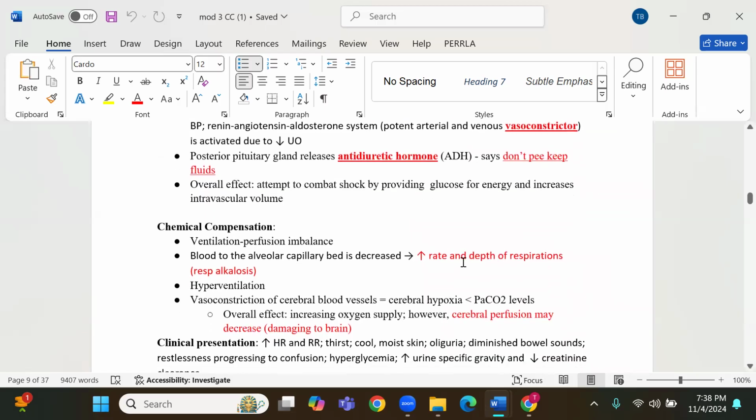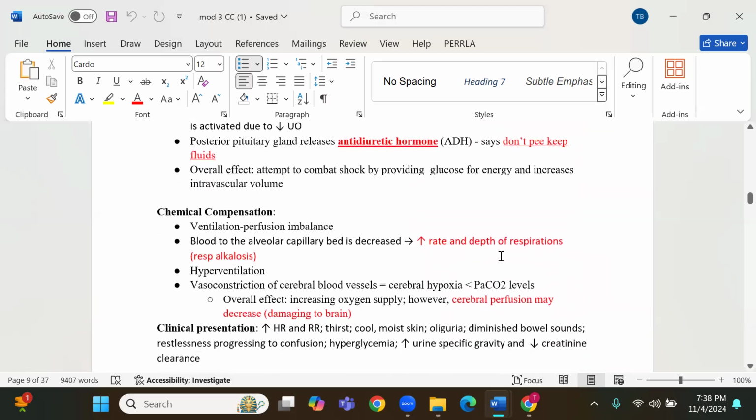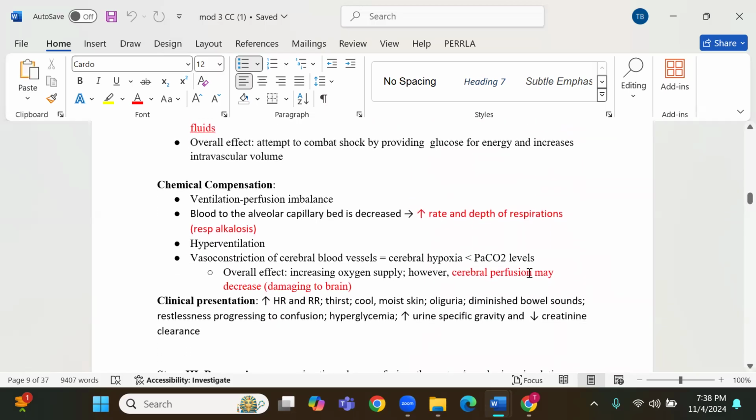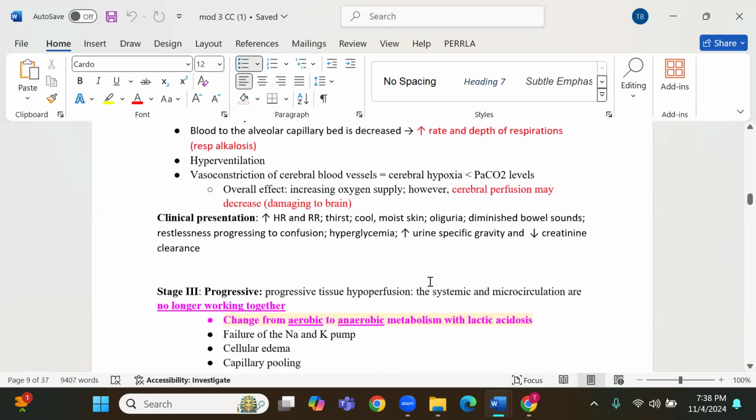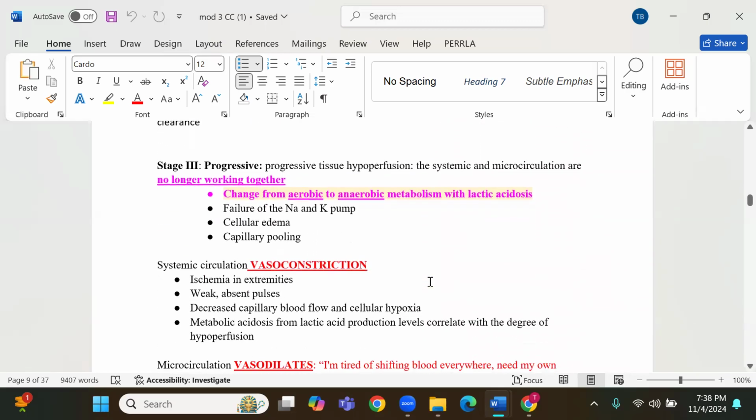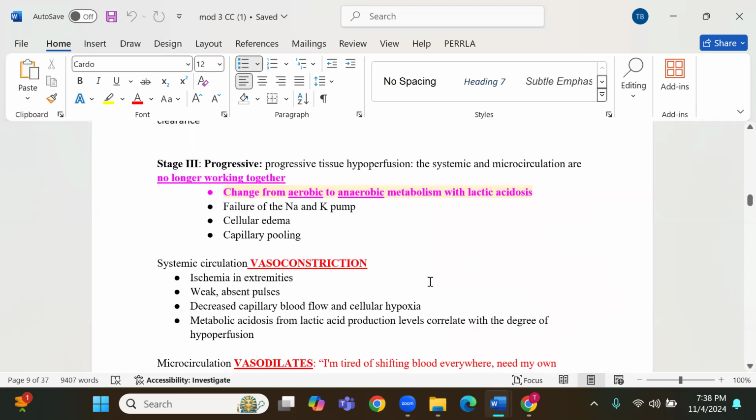They start to increase their rate and depth of respirations, which is really respiratory alkalosis. And then we really worry about cerebral perfusion to the brain. Okay. But then I want you to see that in stage 3, we have this progressive hypoperfusion where we're not getting blood around the body.